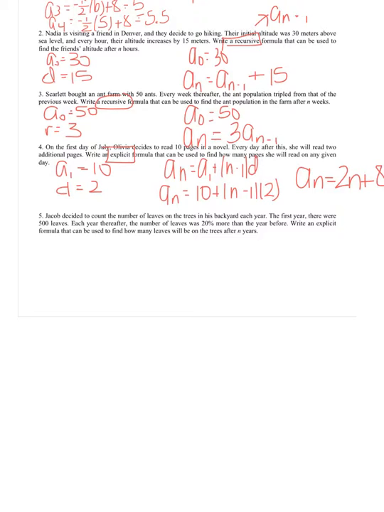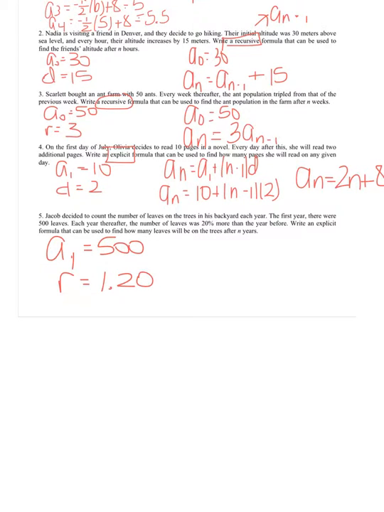Number 5, Jacob decided to count the number of leaves on the trees in the backyard. The first year, there were 500 leaves. Every year, the number of leaves was 20% more. Because this is increasing by a percentage, this is a geometric sequence. Geometric has a common ratio, and it's not 0.2. You are increasing by 20%, so you take 100% of what you have and add 20% to it.